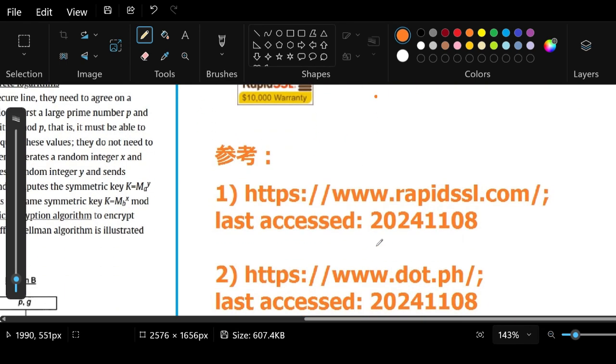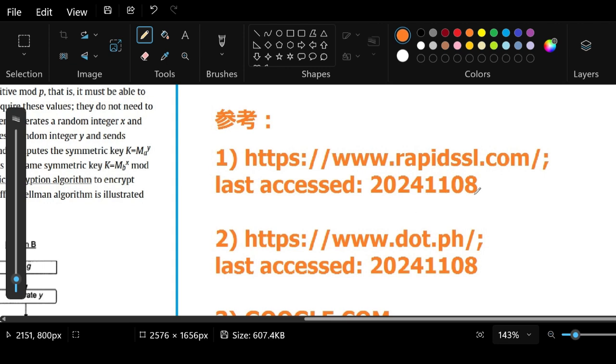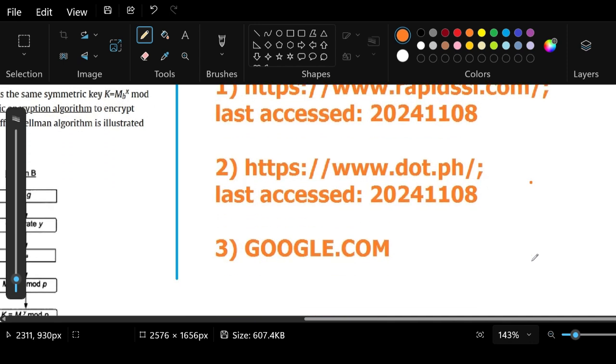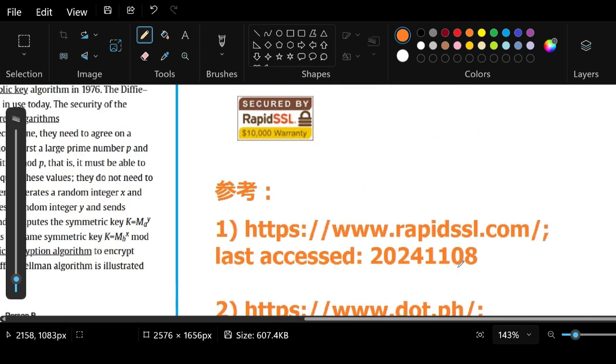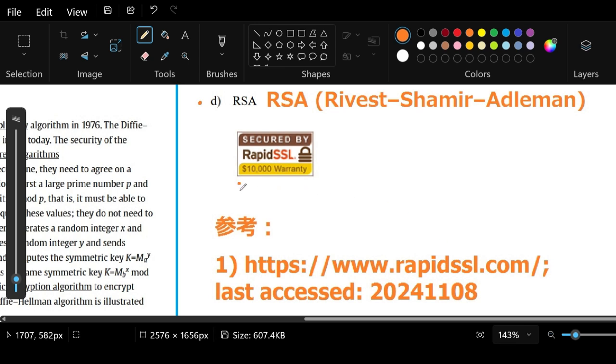Let me just share my references. I have here RapidSSL and then .ph, for example usbong.ph, the website that we have. And if you want to look up more details about this sort of thing, then you can check out google.com. Of course, there's also something written here, 10,000 US dollars warranty.